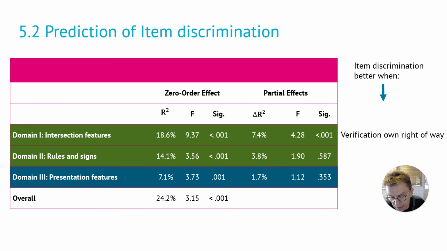Finally, it came out that presentation features also contributed to item discrimination, 7.1%. More specifically, the use of a visual response led to better discrimination than the use of a verbal response, probably leading to less extraneous verbal task load and decreasing the chances for guessing.